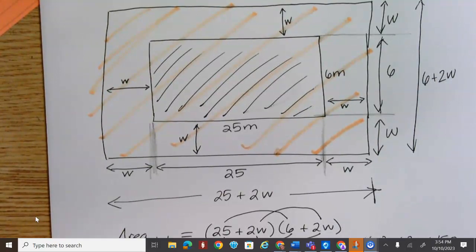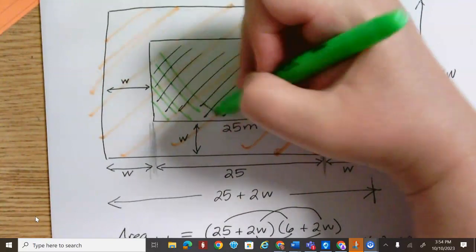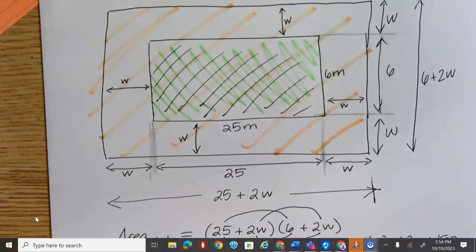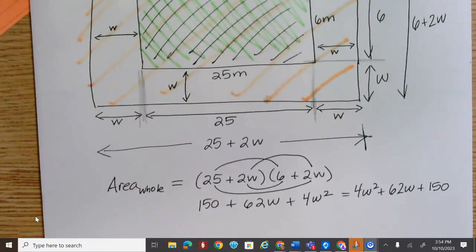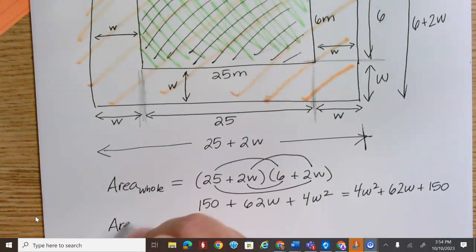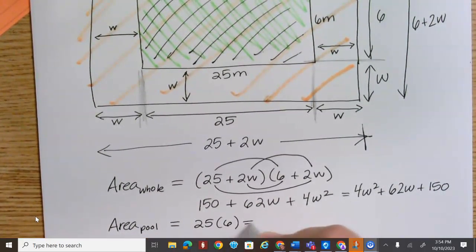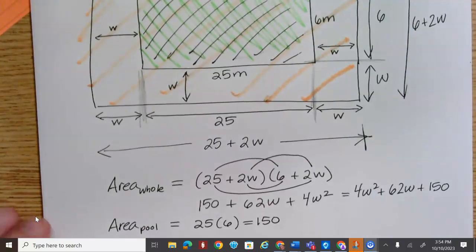But since I know that the place where the water goes is this amount, I can subtract that out. So the area for just where the water goes, so the area of the pool, the part that holds the water, is 25 by 6, and that's 150.